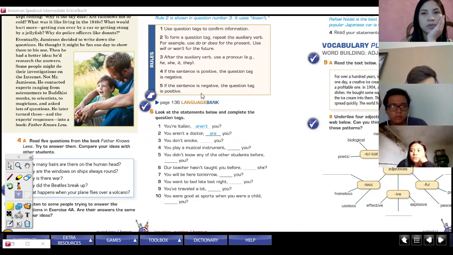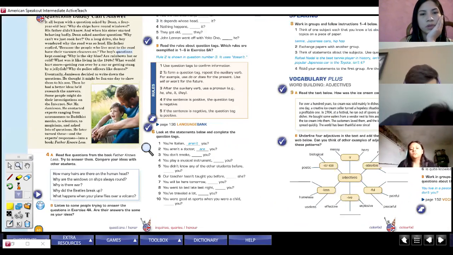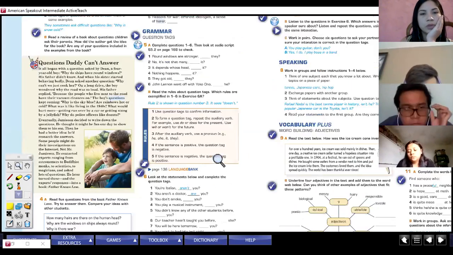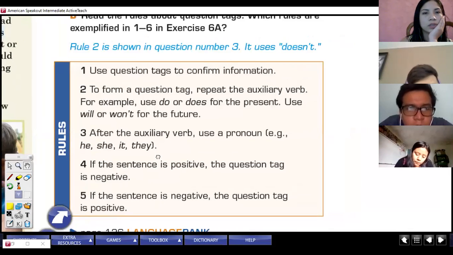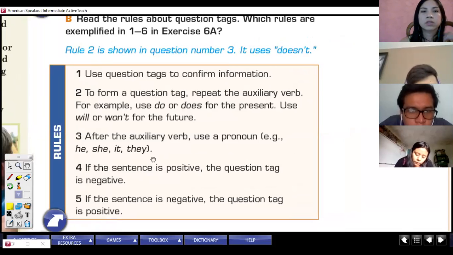The rules. Ramon, could you please read rule number 1? What is the use of question tags? Yes. Number 1, use question tags to confirm information. Number 2, to form a question tag, repeat the auxiliary verb. For example, use do or does for the present. Use will or won't for the future. Right?